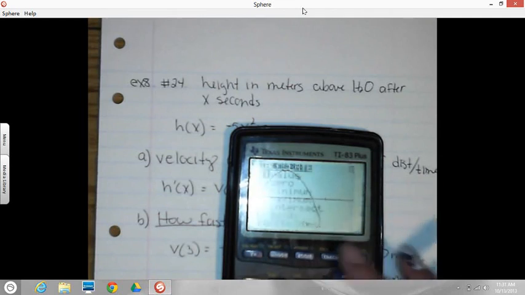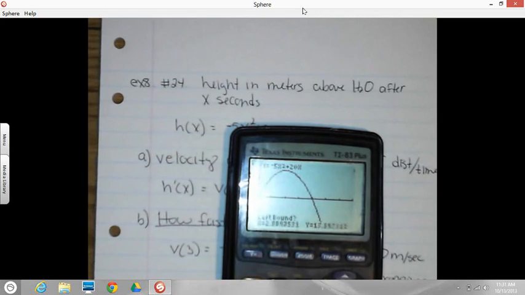Second calc, that's a maximum. Remember how I have to get to the left side of it first. It's asking for the left boundary. Hit enter. Now it's asking me to get to the right side of it. Now slide back, get close to it. 1.999997, so 2 seconds after.